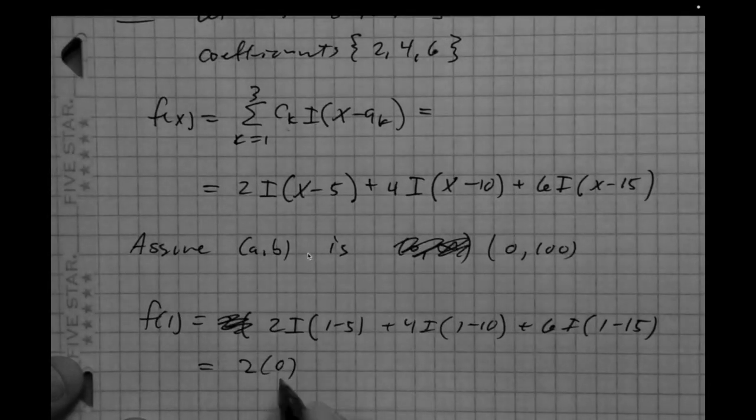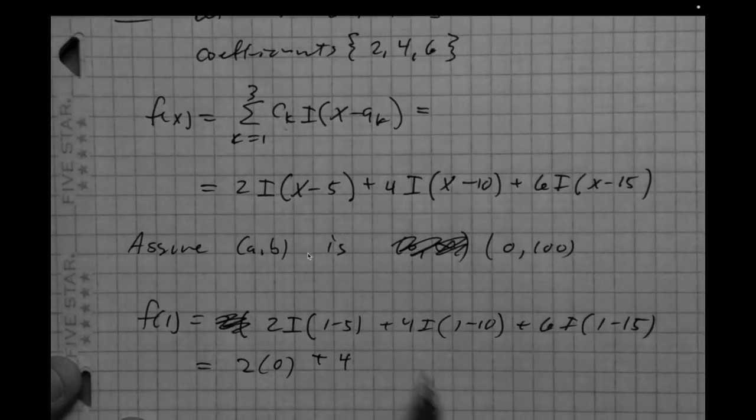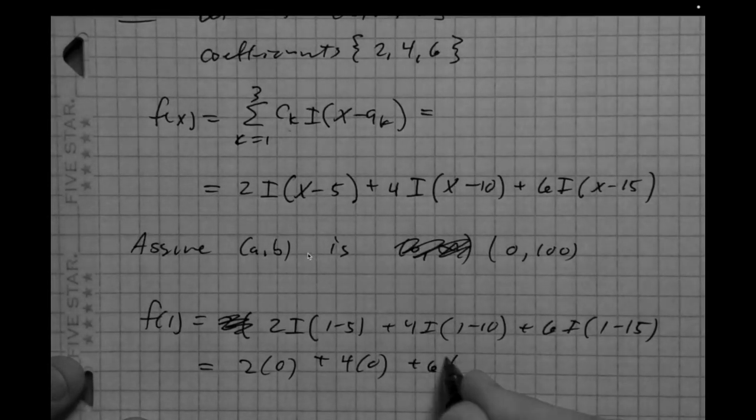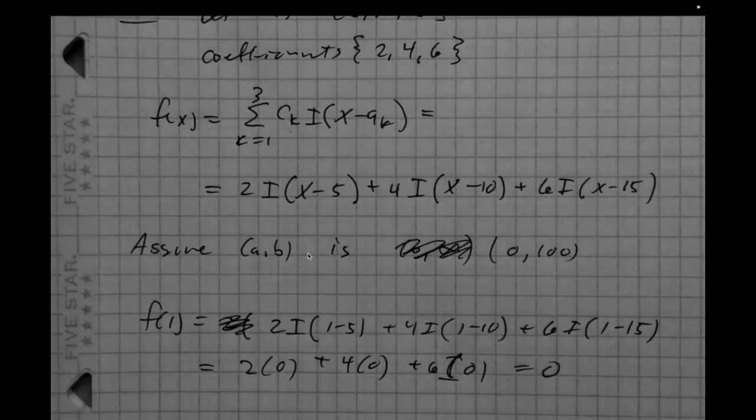Right, so this is just 0. Plus 4 times I of negative 9, so again, that's less than 0, so that's 0. Plus 6 times I of negative 14, so that's 0 as well, so this whole thing is 0. And we're just going to plug in some of the key values here.